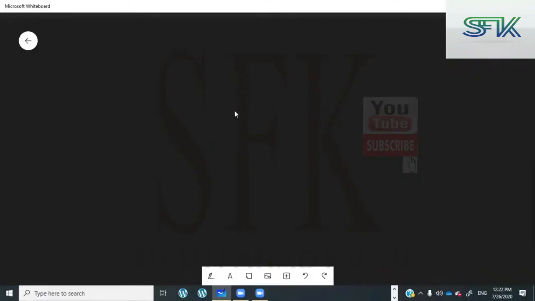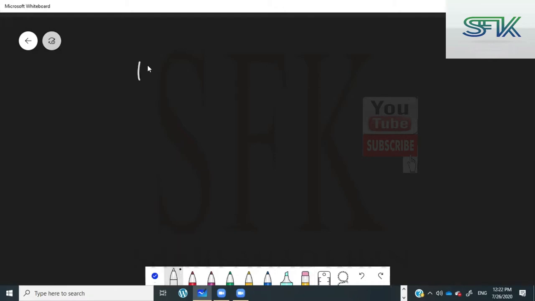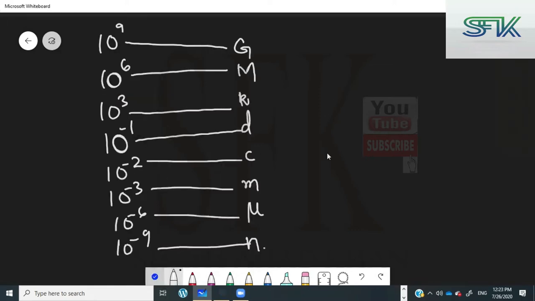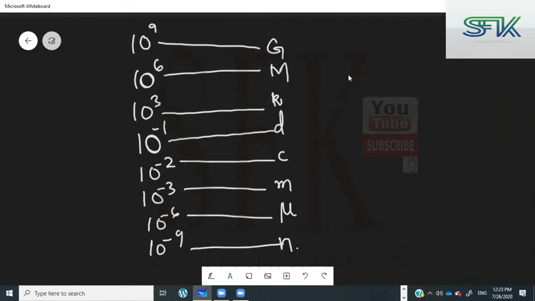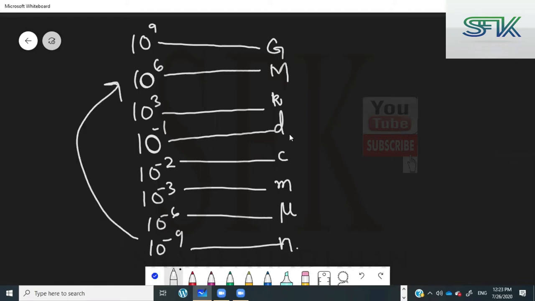I've cleared out the space. This is 10 raised to the power of 9, 6, 3. I've written down the prefixes right over here again. Now, what if you need to convert from the smaller number to the larger number? And what's a short trick? We've done the basic method, we've done the long method, but what's a short trick?